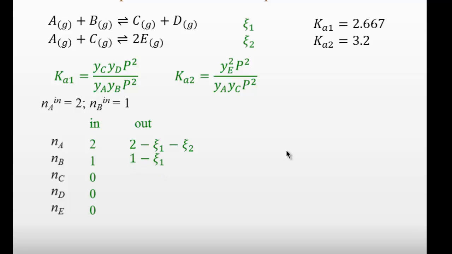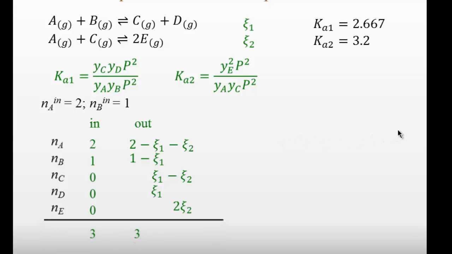Component B is consumed by the first reaction only. Component C is interesting because it is produced by the first reaction and consumed by the second. There is no component C in the feed. Thus the only way component E is formed is after some C has been formed from the first reaction. Component D is formed only in the first reaction. Component E is formed only in the second reaction with a stoichiometric number of +2.